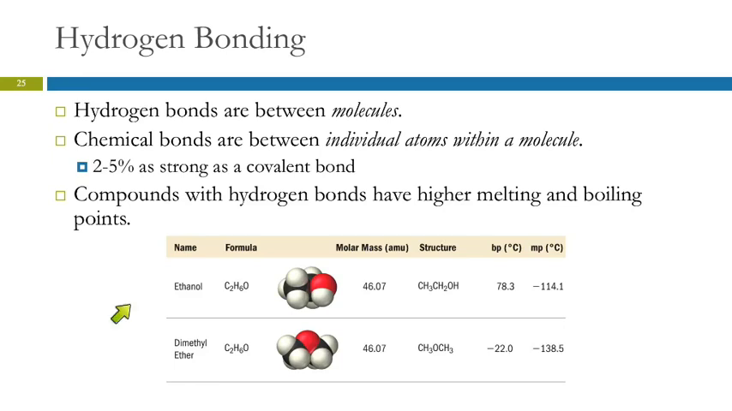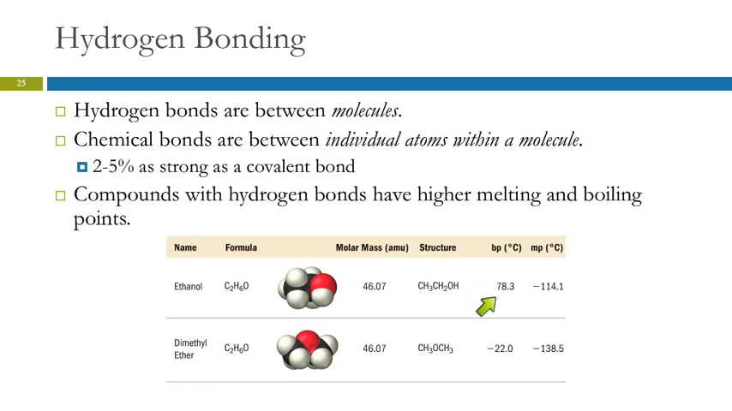So if we look at, here we have two different polar molecules. Here we have an oxygen in the middle, and it's got two lone pairs on it, so we would predict that this is polar, and it is. And here we have ethanol, and that's also polar. They have the same molar mass, because the only difference is how the atoms are connected. So the same molar mass tells us that the dispersion force is going to be similar for both of these.